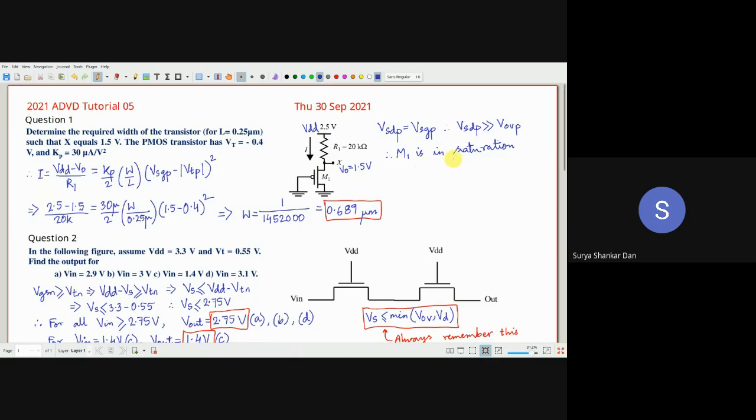Please keep in mind one thing. Has Dr. Sumit Chatterjee sir discussed the subthreshold operation? Hello? Subthreshold current or conduction, anything? Hello? Please open up your microphone and tell me. No, sir.